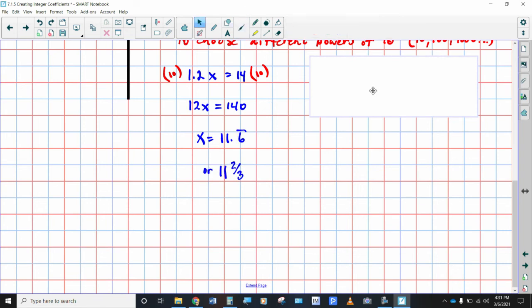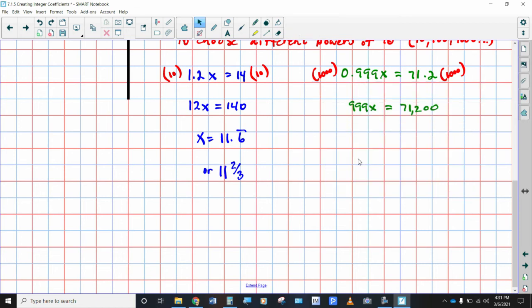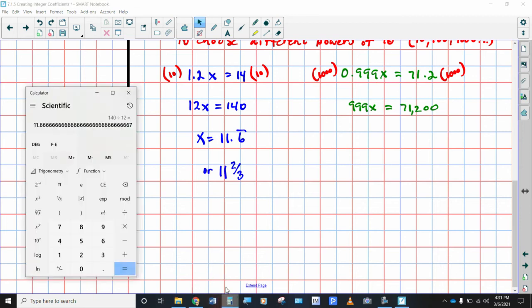For this one, we're going to take and multiply everything times 1,000, so we end up with 999x is equal to 71,200, and so we'll divide 71,200 by 999, and we get 71.271,271,271. Isn't that lovely?